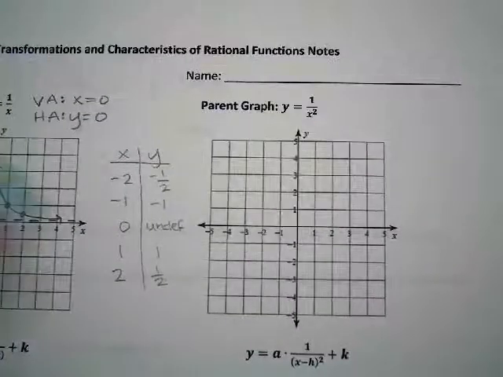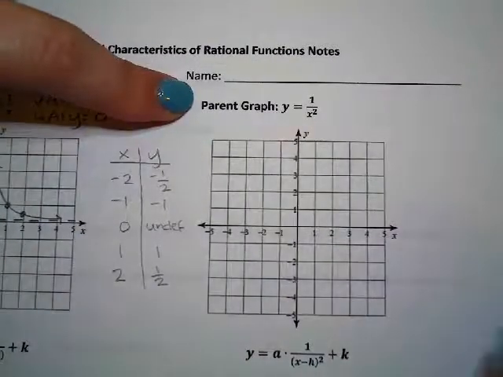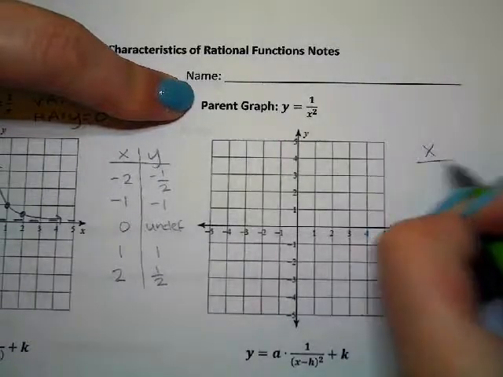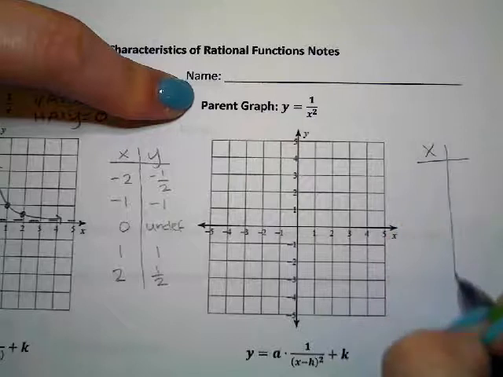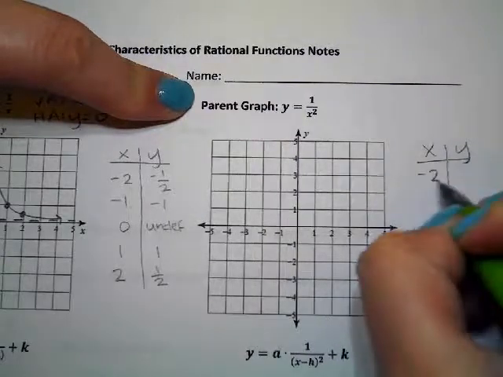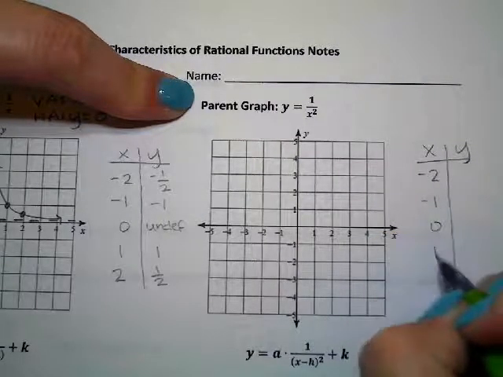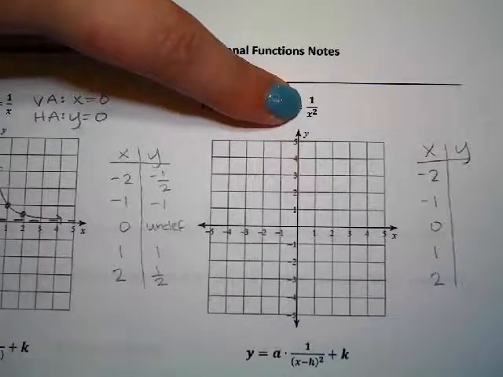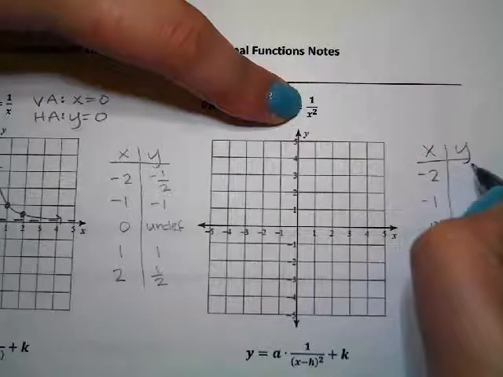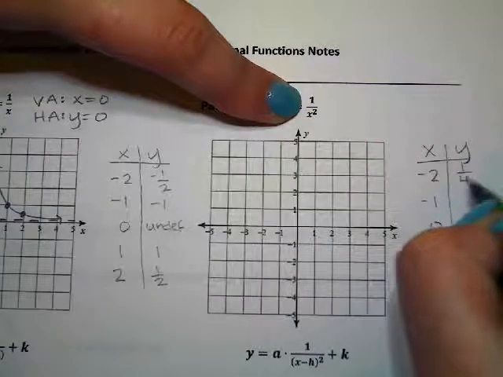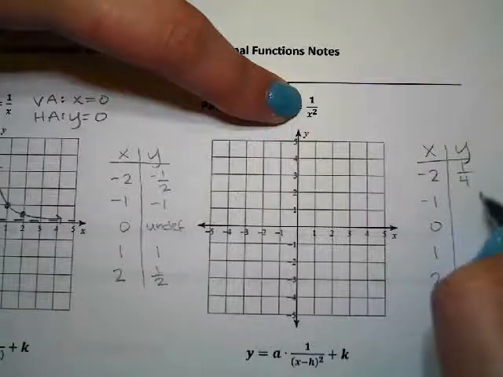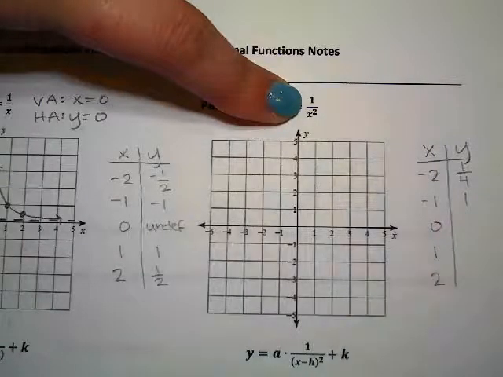I'll go ahead and do the same for the other simple rational function, y equals 1 over x squared, so I'm going to use the same table values that we're used to using, so -2, -1, 0, 1, and 2. So for -2, I have 1 divided by -2 squared, which is 1/4. 1 divided by -1 squared, which is 1 over +1, so that's 1.